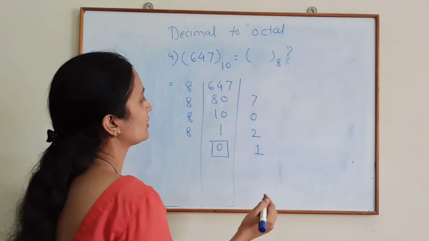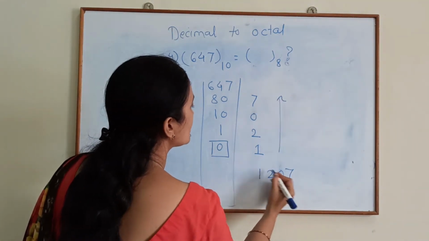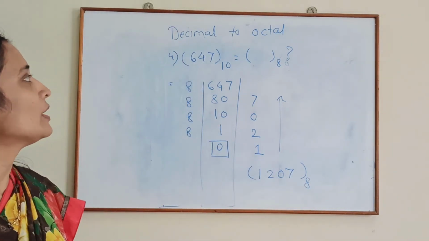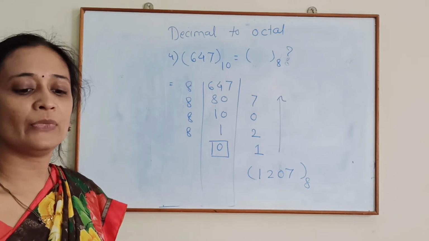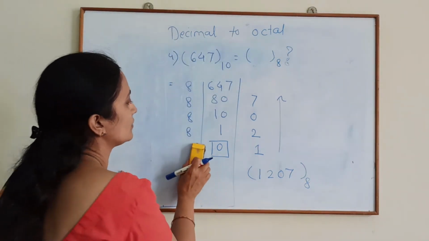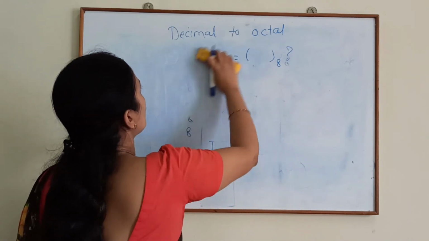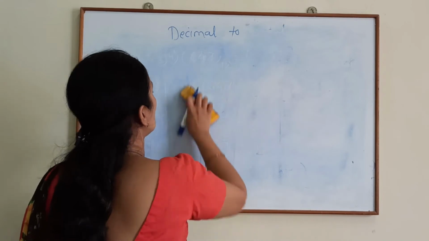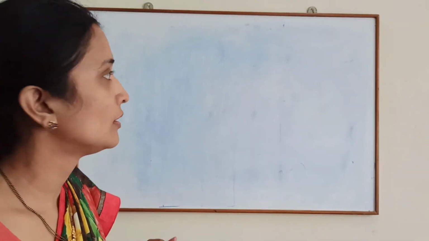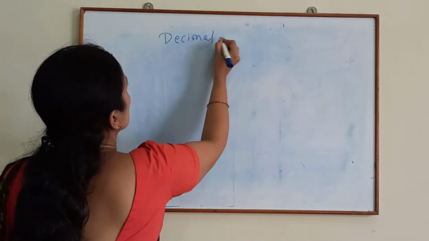Therefore we will stop here and number will be 1207. This is octal equivalent of decimal number 647. This is the method for conversion of decimal to octal. Now we will see how to convert number from decimal to hexa.